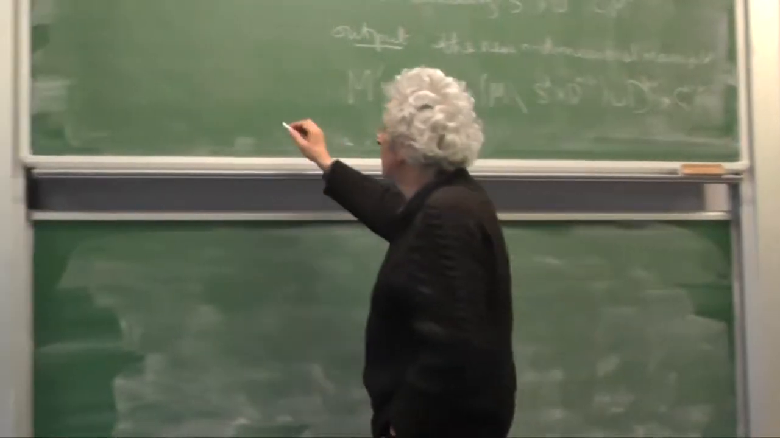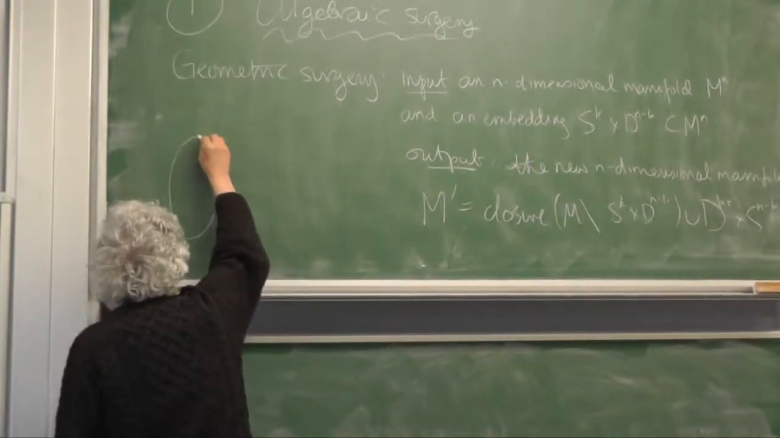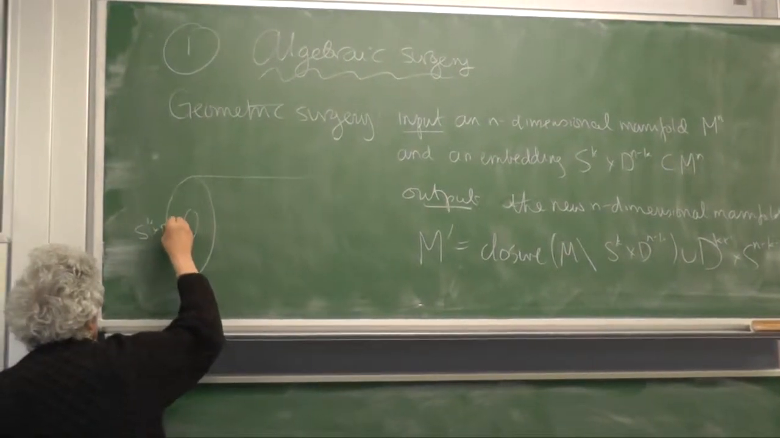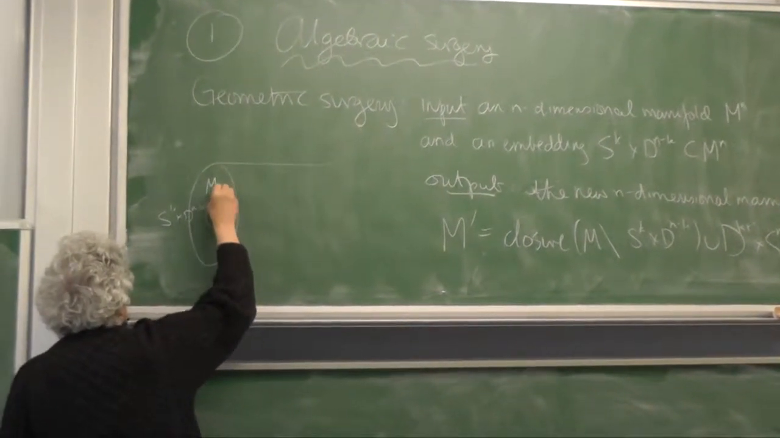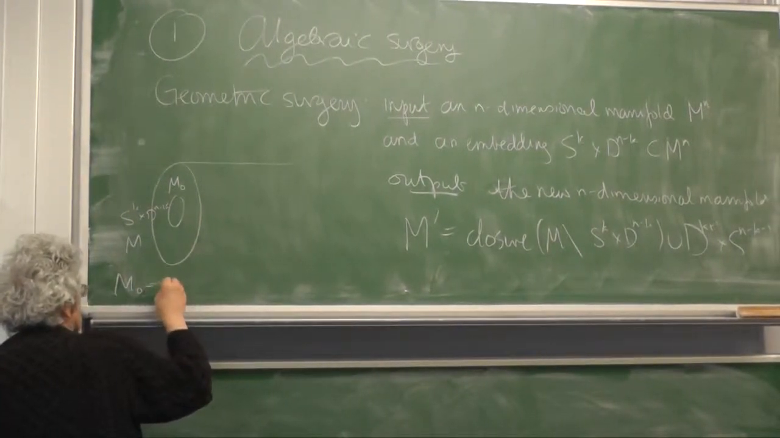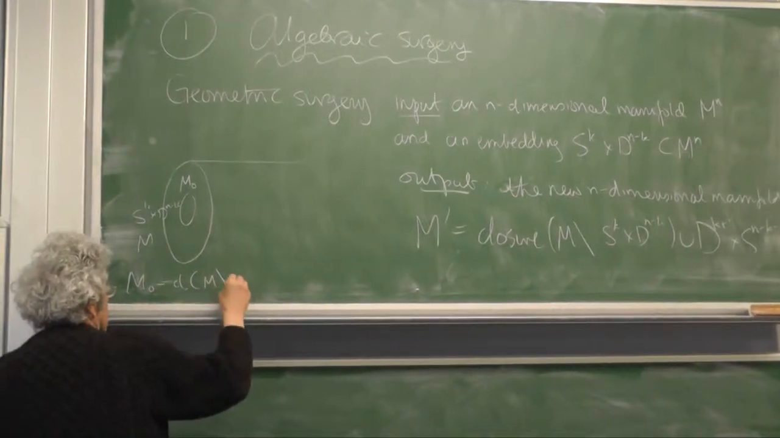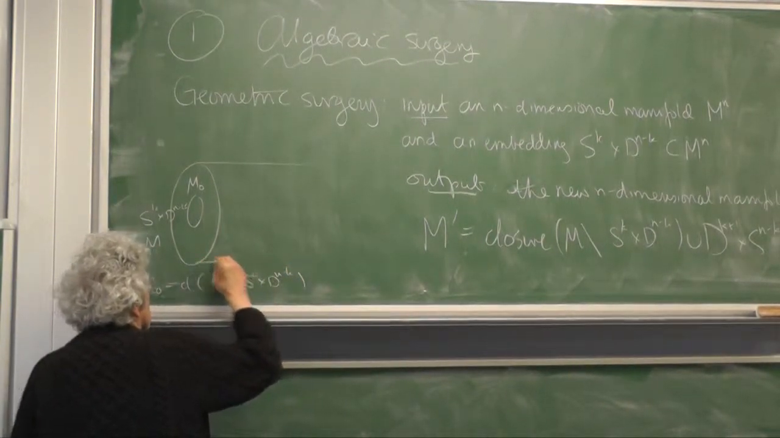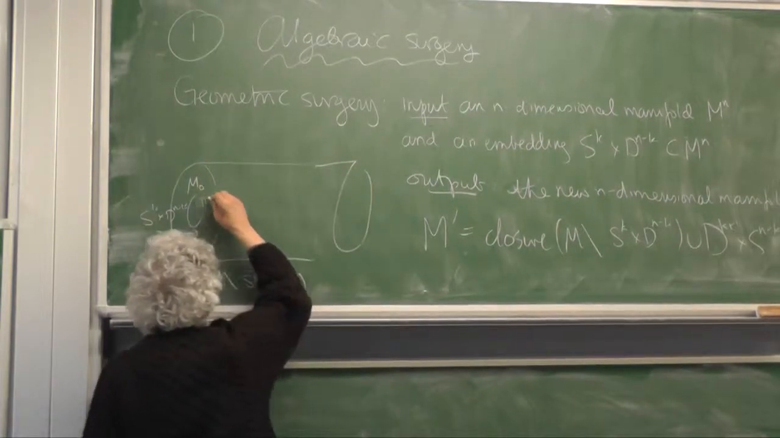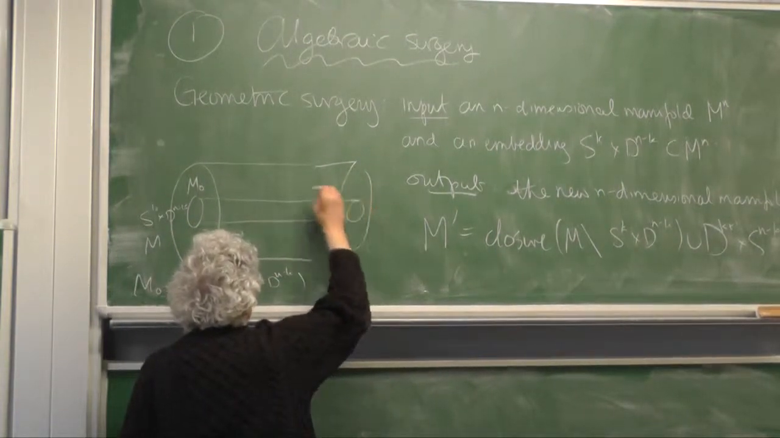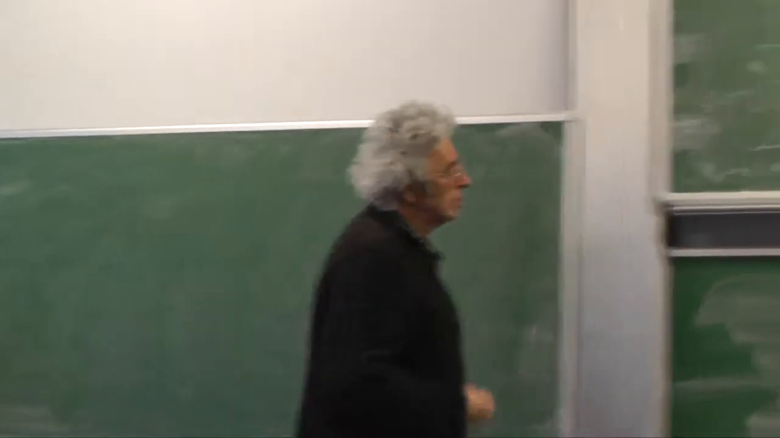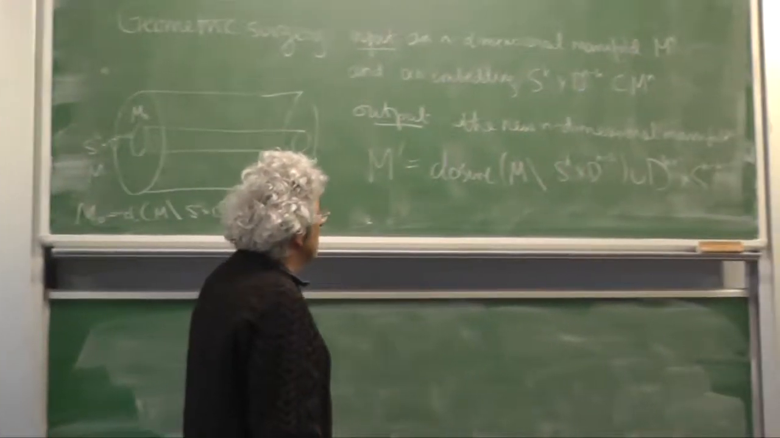You have a manifold, and you have a sphere cross a disk. There's M naught. M naught is the closure of M minus that. And what I'm trying to draw a picture of here is the trace of the surgery. So this is the basic operation of changing one manifold to another, which is particularly effective in high dimensions.